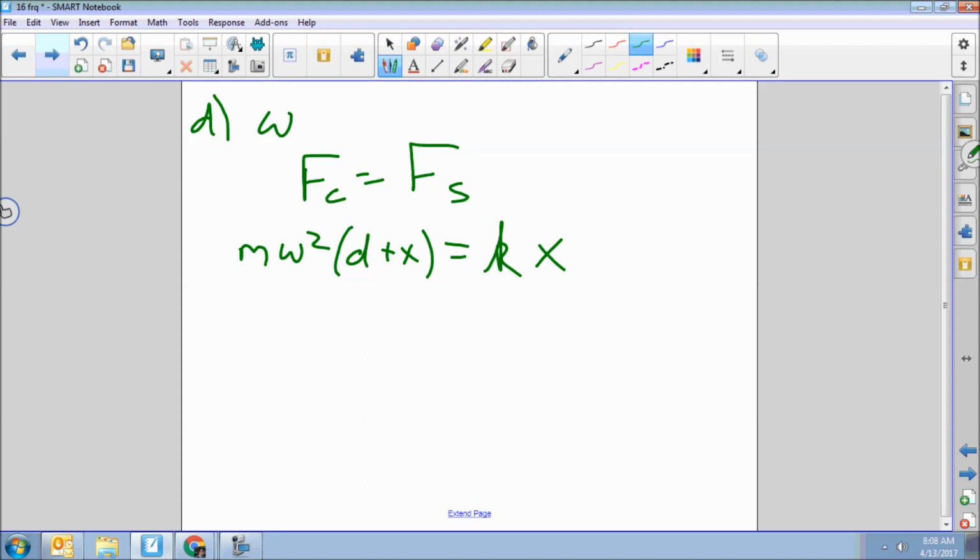So I think from there we just solve for, what are we trying to find? We're just trying to come up with an expression for x. What am I missing?